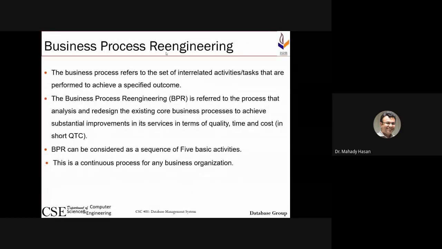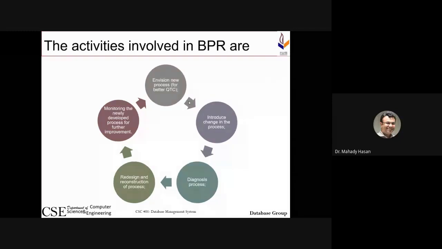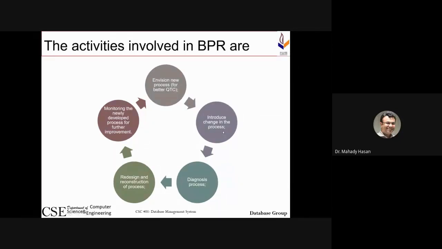So BPR consists of these 5 basic activities. So these activities involve what? Innovation, new process for better QTC. What is QTC? Quality, time, and cost. Very good. Then introduce changes in the process, diagnose the process, redesign and reconstruct the process, monitor the newly developed process for further improvement. If you find there is scope, then again innovate a new process for better QTC.